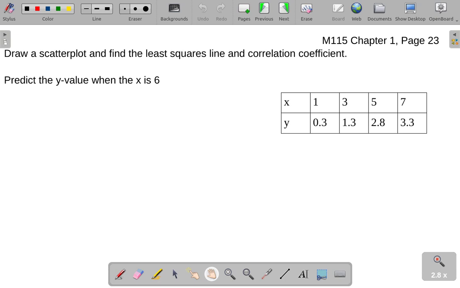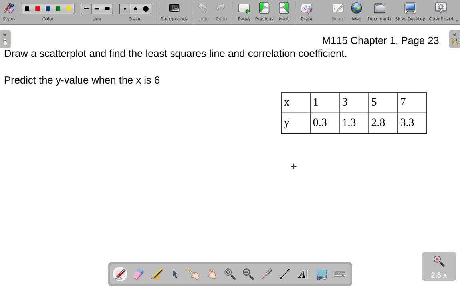Alright, so if we wanted to draw a scatter plot and find the least square line and the correlation coefficient, I'm going to be using the TI-83 to do this example because I have it on emulator and I could just do it on my computer here. If you have the TI-36, just watch the tutorial video on how to do this stuff on there. It's a very similar process, so it shouldn't be too bad for you.